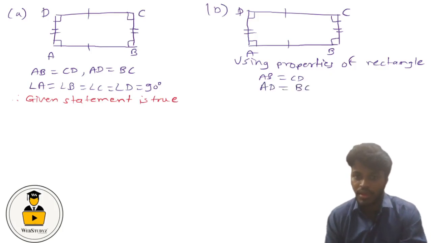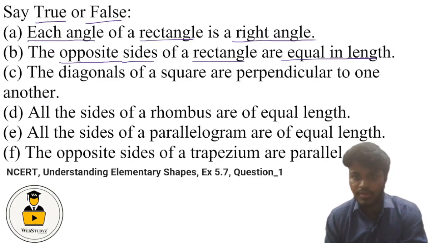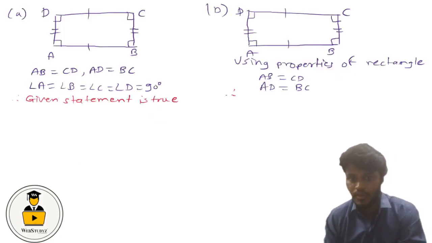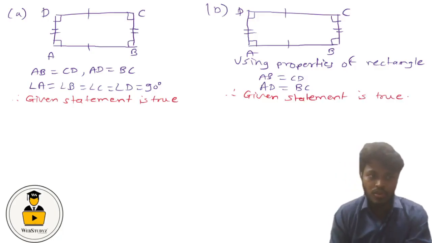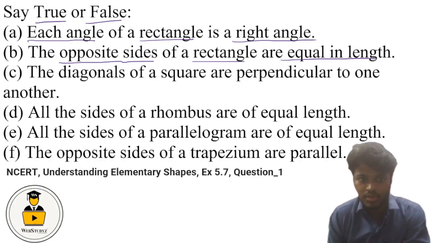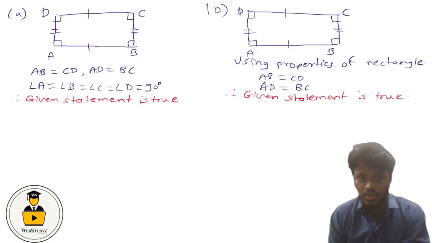So from this we can say that opposite sides of a rectangle are equal, and so therefore we can say that the given statement is also true. Therefore the given statement is true. Now let us consider the third question. The question says that the diagonals of a square are perpendicular to one another. So for this, let us consider a square.